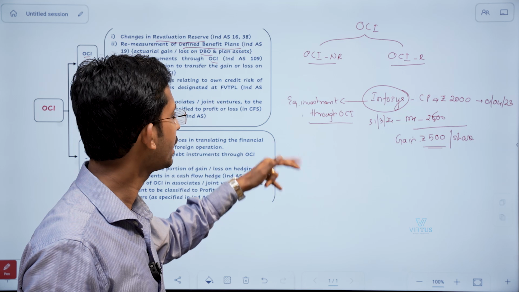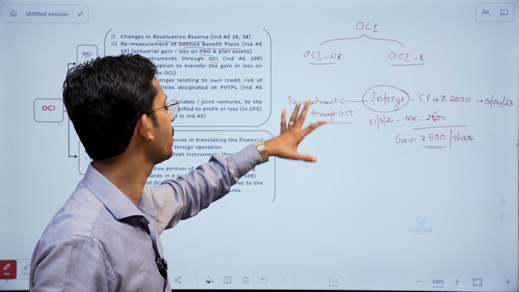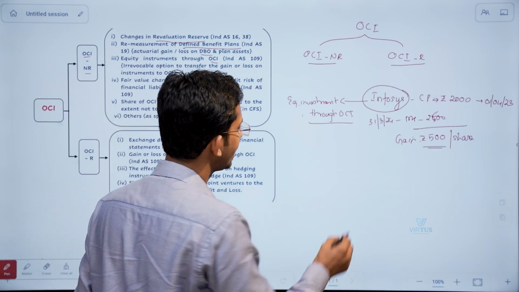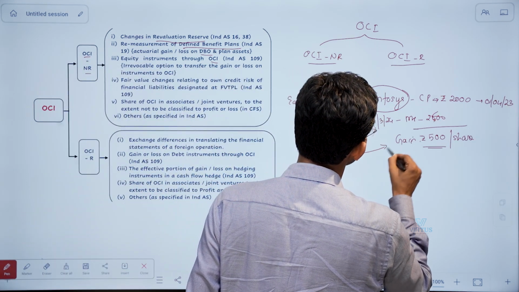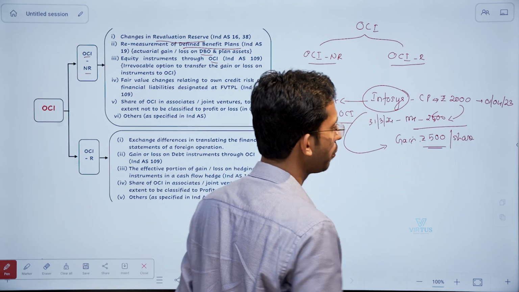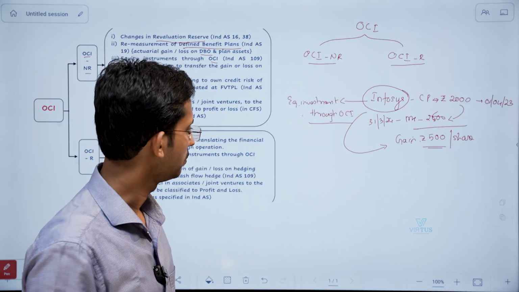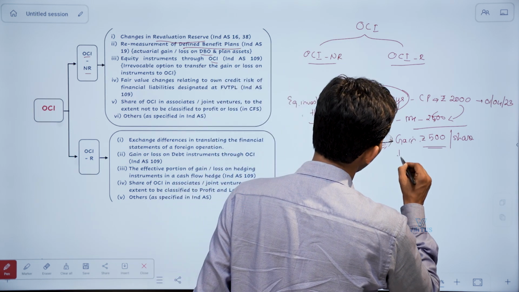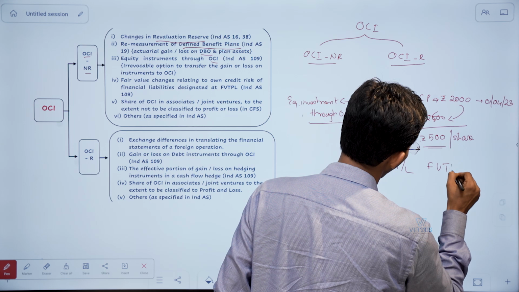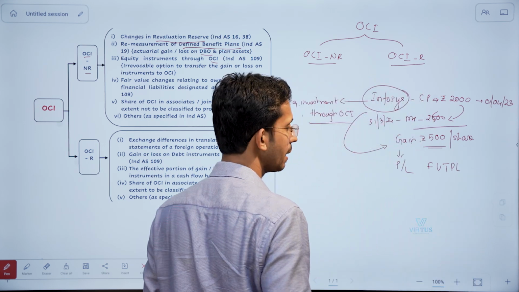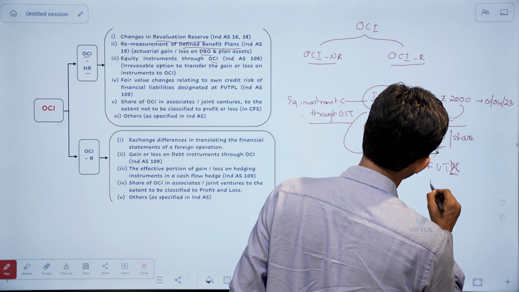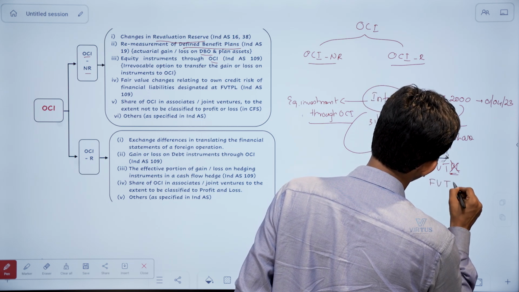Okay, so on that date, if you classify or designate it as an equity investment through other comprehensive income, then whatever change is going to happen in this fair value, 2000 has increased to 2500, so there is a gain of 500 rupees per share. Otherwise, this would be taken through profit or loss. We call it fair value through profit or loss account, FVTPL. But this will not be taken to P&L, rather we will take it to fair value through OCI.